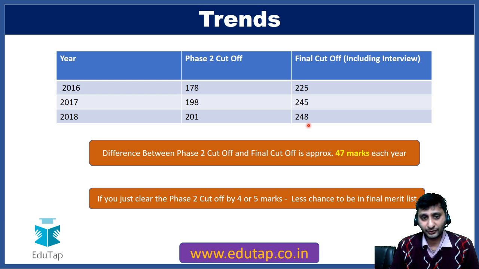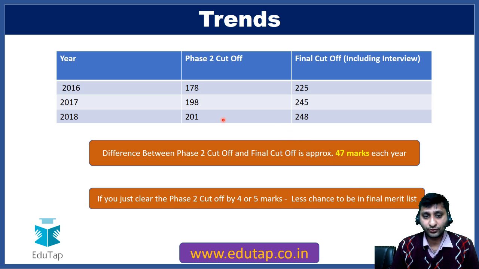It's not impossible. People have scored, but they have very genuine profiles, interesting profiles, and they have something to show in their resume. If you are a typical person who has done engineering, who is working in a bank, I don't think it's easy to get more than 40 marks in an interview. So if you are getting just 5 to 10 marks higher in your phase 2 as compared to the phase 2 cutoff, you stand a very slim chance to get into the final merit list.